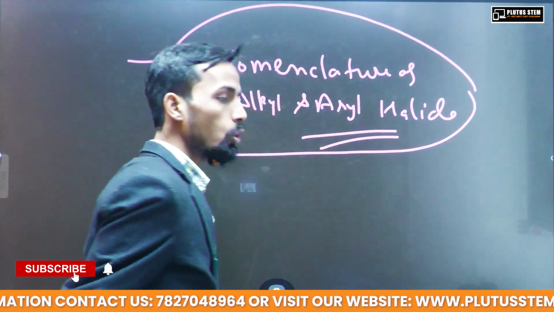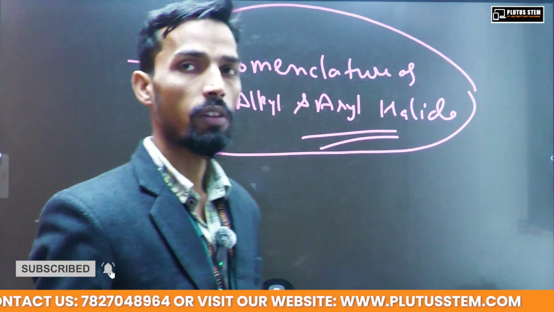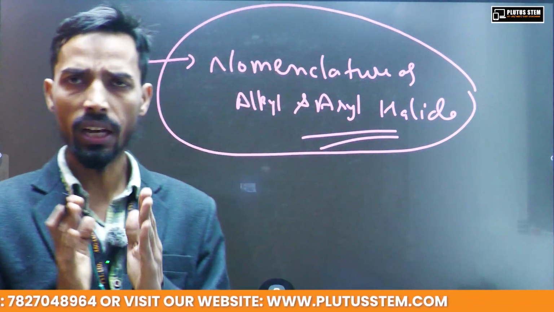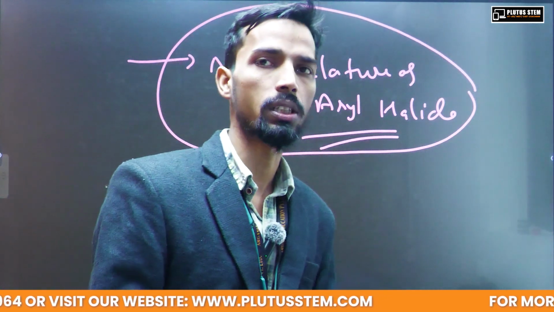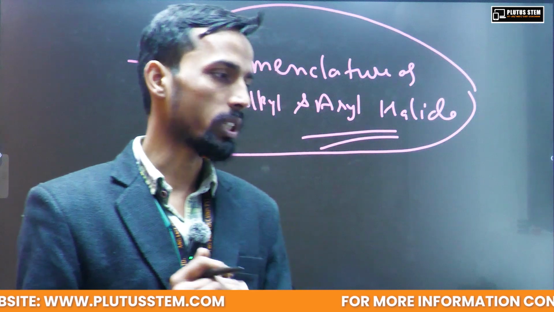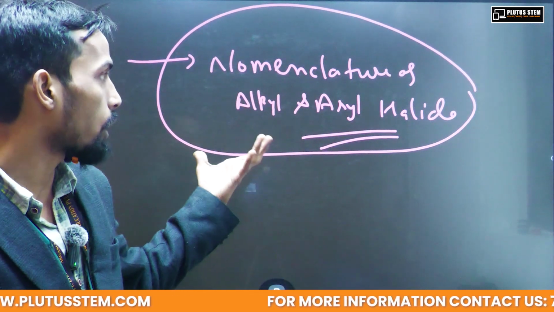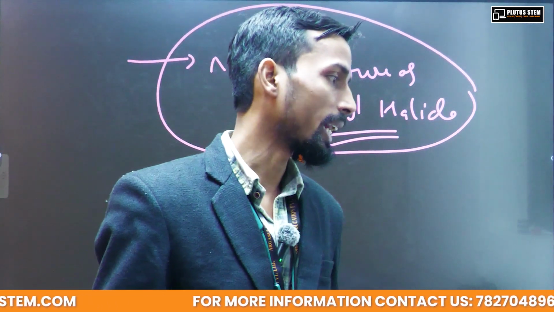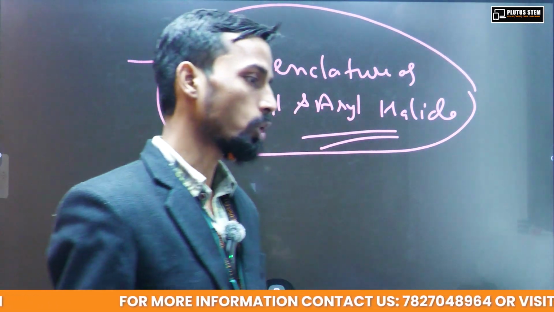So we continue this series. We will be discussing the nomenclature very quickly, because this is also studied in class 11. But to start with, it is quite better if we quickly revise all this nomenclature of alkyl and aryl halides. That's all for today. Thank you.